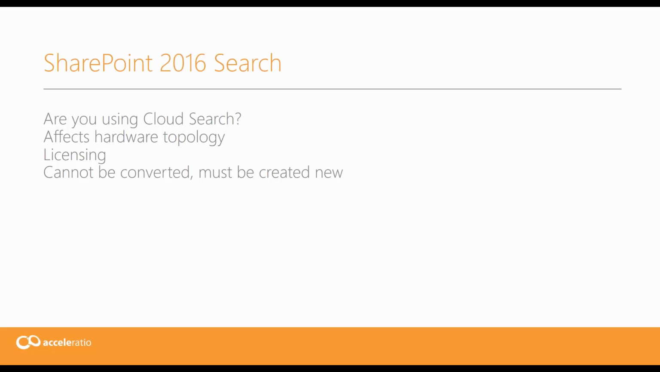You can create a new search service application. It has to be new. You cannot convert from an on-prem one. You have to create a new search service application, and you tell it, I want it to be a cloud search service application. I want it to be a hybrid. And what this does is take the query role and the index role off farm, off of your on-prem SharePoint server, and puts it in Office 365. So there are a whole bunch of ramifications for this.